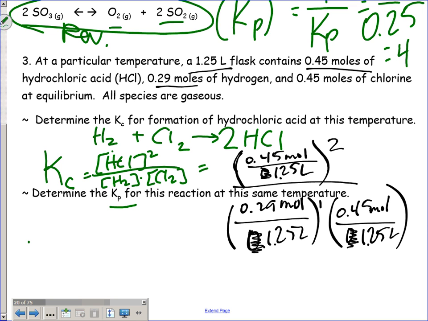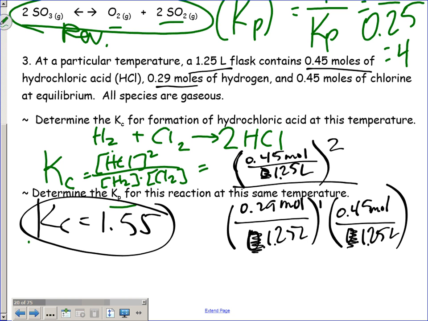1.55. I'm going to verify that. Yes, that is correct. 1.55. So Kc is equal to 1.55. That tells us that the forward direction is favored. All right, this is wrapping up from yesterday still. So this is our Kp now.